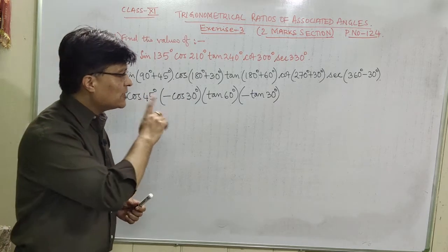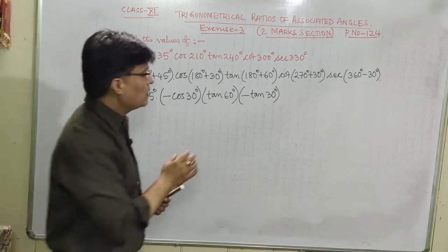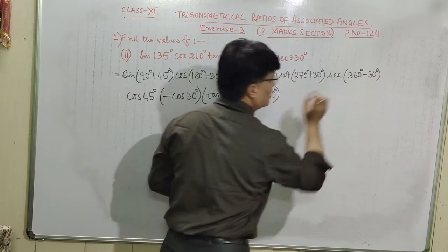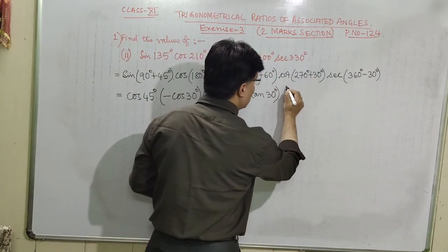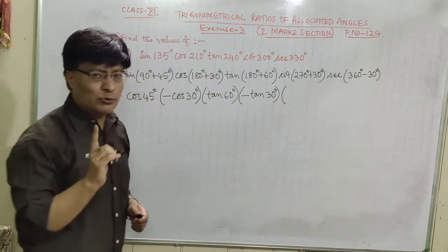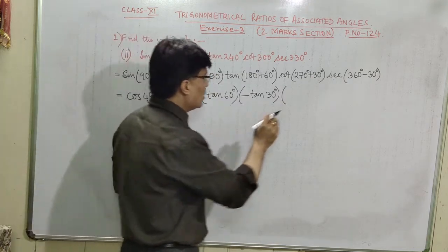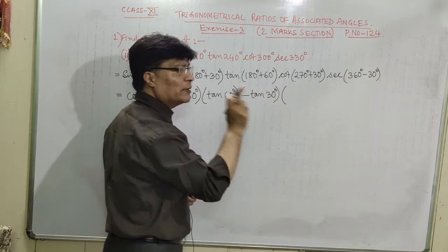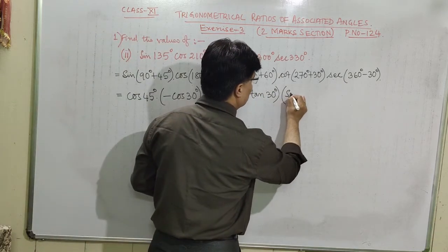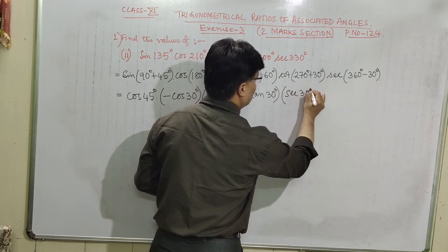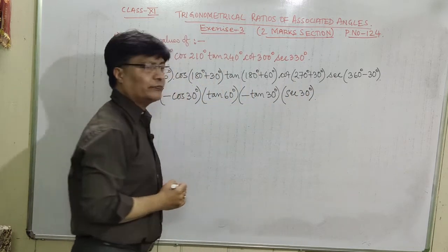So the last one is sec 360 minus 30. So 360 degree minus 30 lies in the fourth quadrant. In the fourth quadrant, sec is always positive. The positive sign, usually we don't write it. And also this 360 is an even multiple of 90, that is 90 into 4. So sec remains as it is. So this is sec 30 degree.